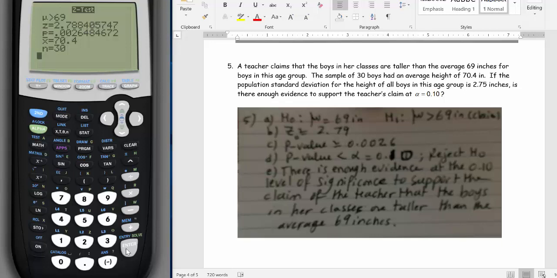There is enough evidence at the 0.10 level of significance to support the claim of the teacher that the boys in her classes, it's not just one class, all classes, are taller than the average 69 inches.